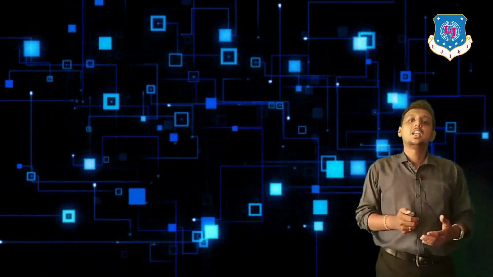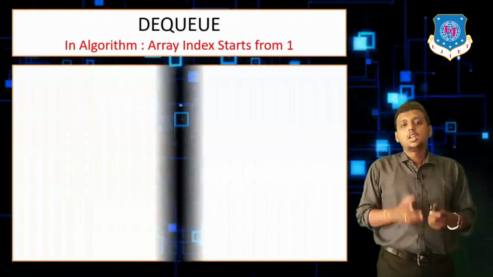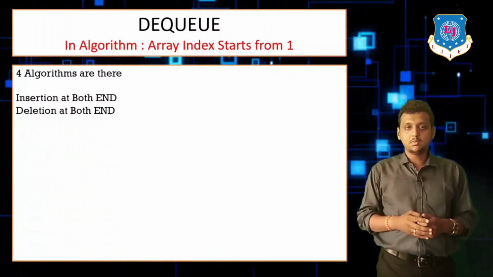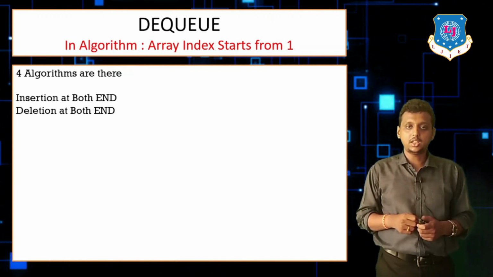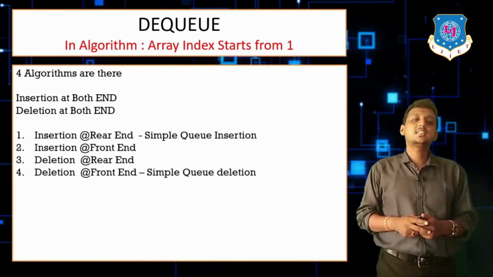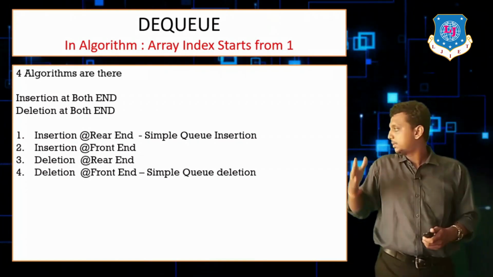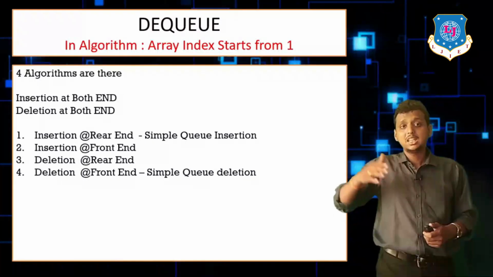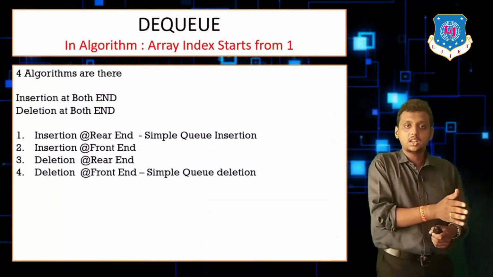Now, let's move towards the very first algorithms. Students, in DQ you can perform four different algorithms: insertion and deletion at the front end, and insertion and deletion at the rear end. So here, the number one is insertion at rear end, and number two is insertion at front end. See, the insertion at rear end.